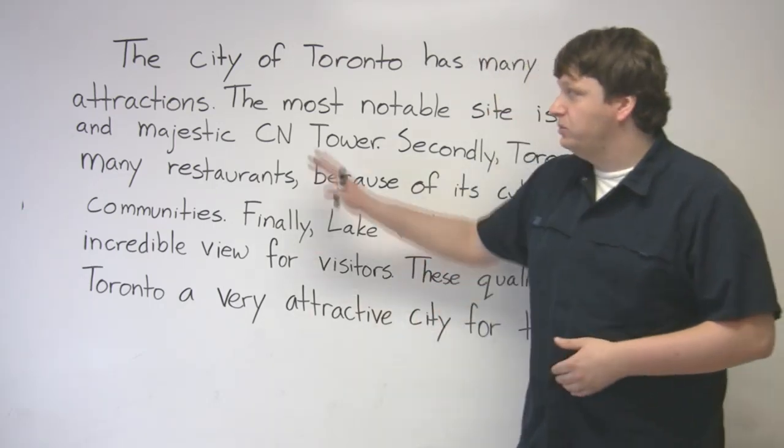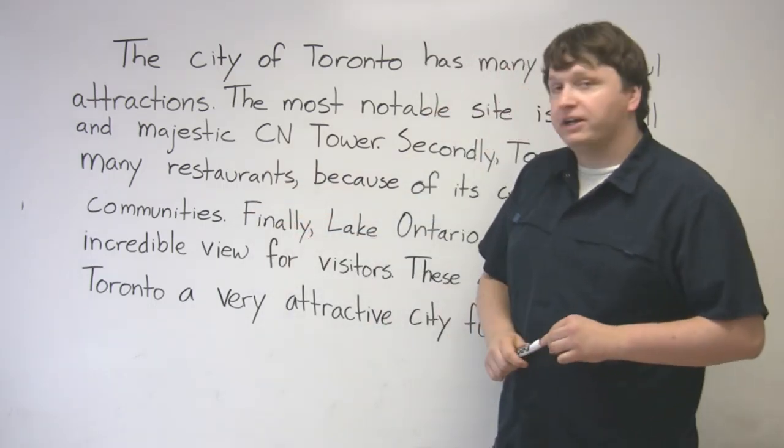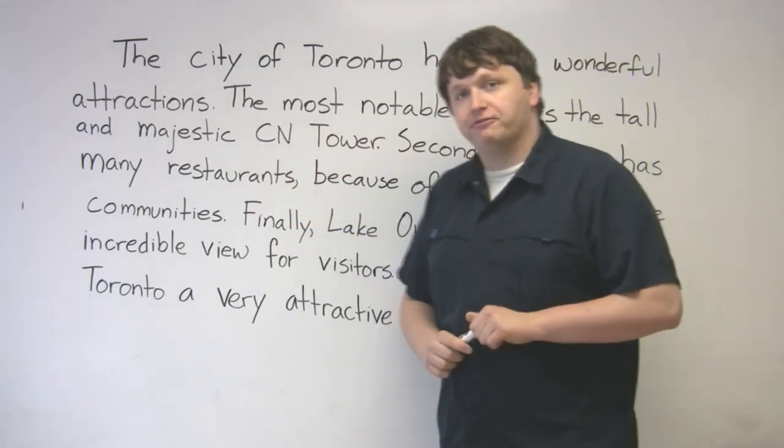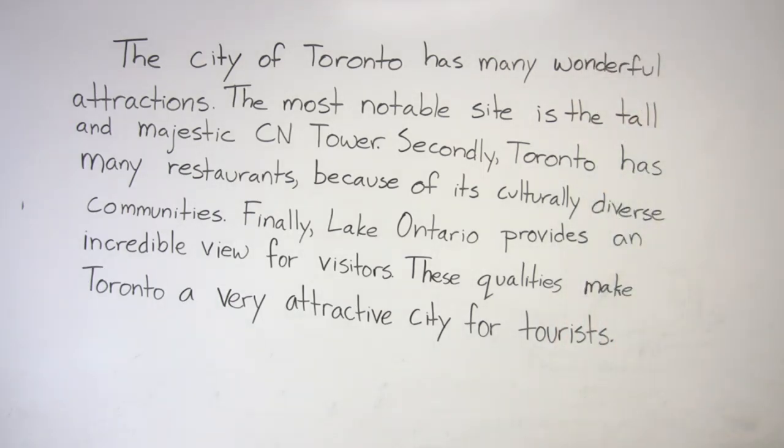Now we have to get into the body, or the details of the paragraph. Let's look at our first sentence. I'm just going to walk off for a minute here so you can see better. It says, "The most notable sight is the tall and majestic CN Tower. Secondly, Toronto has many restaurants because of its culturally diverse communities. Finally, Lake Ontario provides an incredible view for visitors."